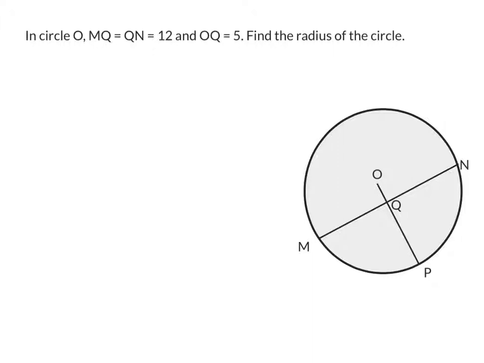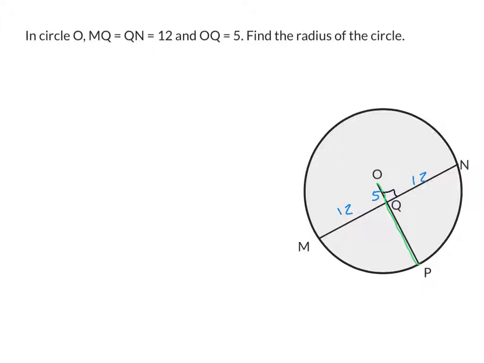So in this example of circle O, MQ and QN are both equal to 12. OQ is equal to 5, and we're asked to find the radius of the circle. Now we have a radius drawn right here. OP is a radius of the circle, but I don't know anything about QP in order to find the whole segment. What I do know is that because OP cut segment MN, a chord, in half, that means that we have a right angle here because they must be perpendicular.